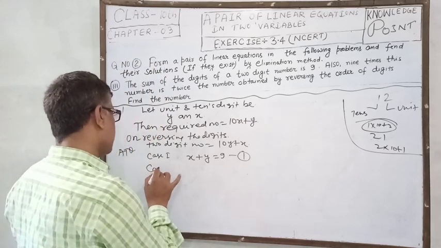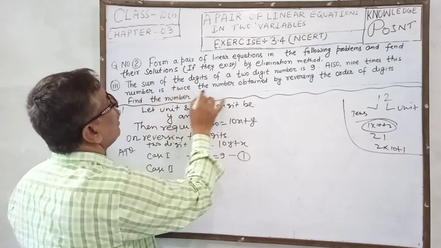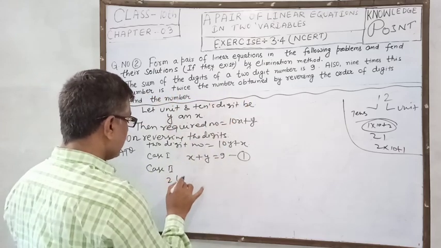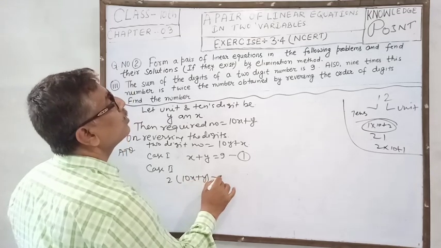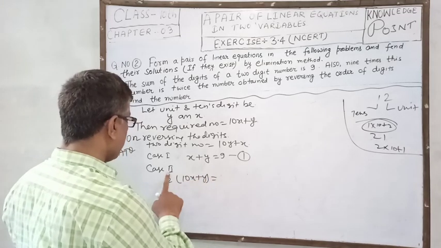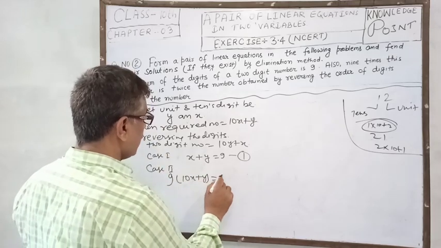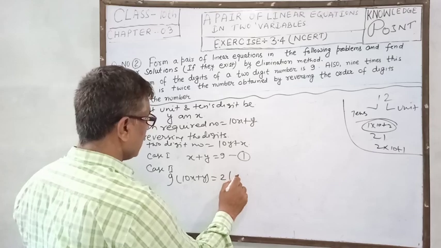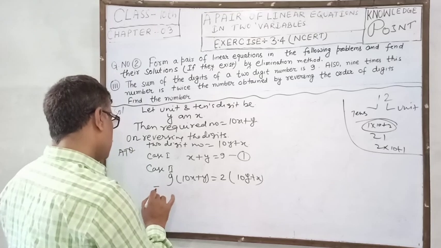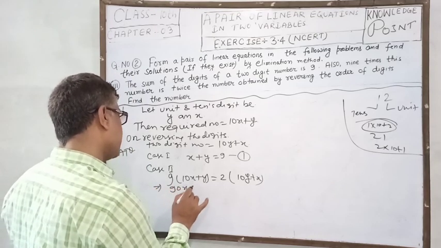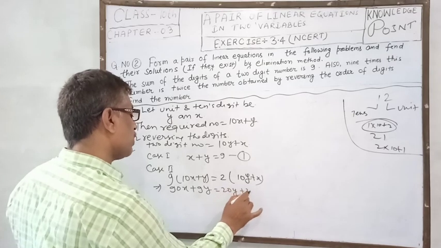And case second, twice the number. That means 10x plus y is equal to 9 times this number, which is twice the number obtained on reversing the digits. So here, 90x plus 9y equals 20y plus 2x.